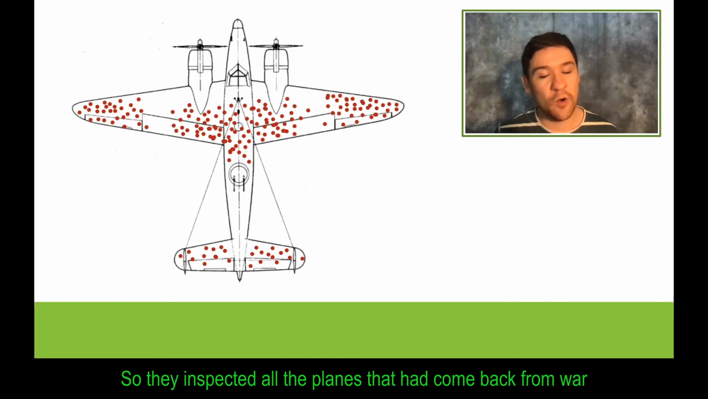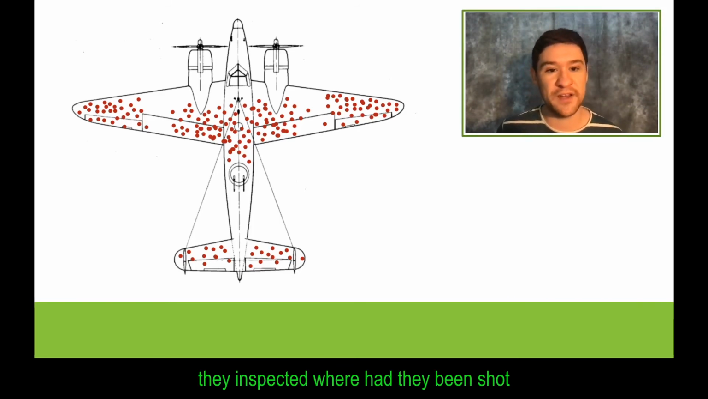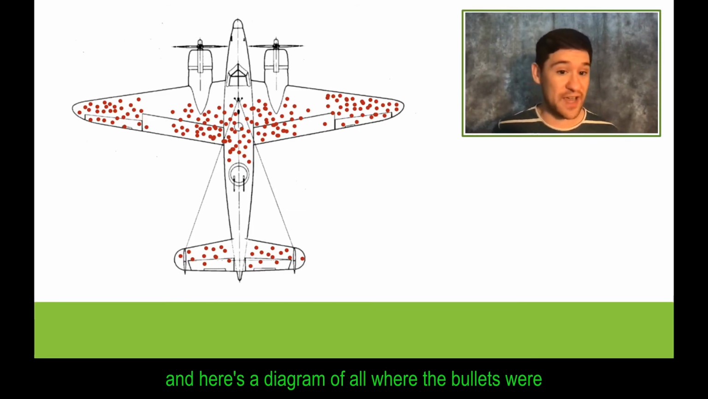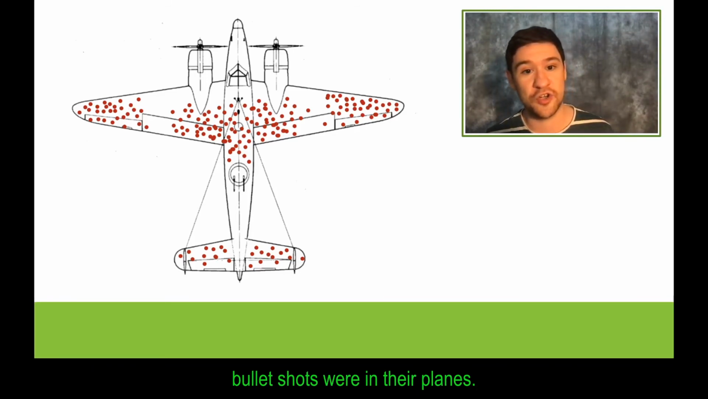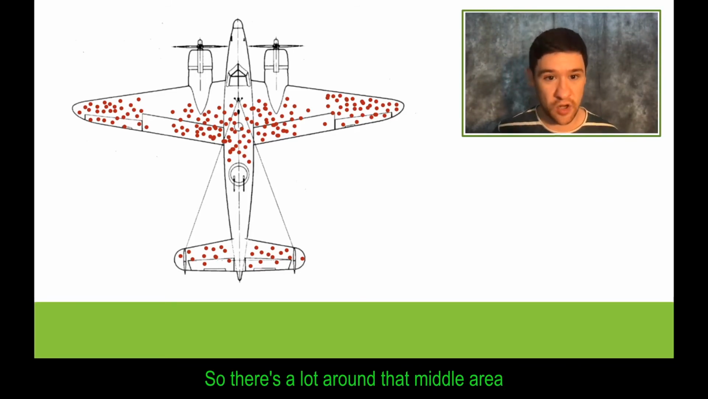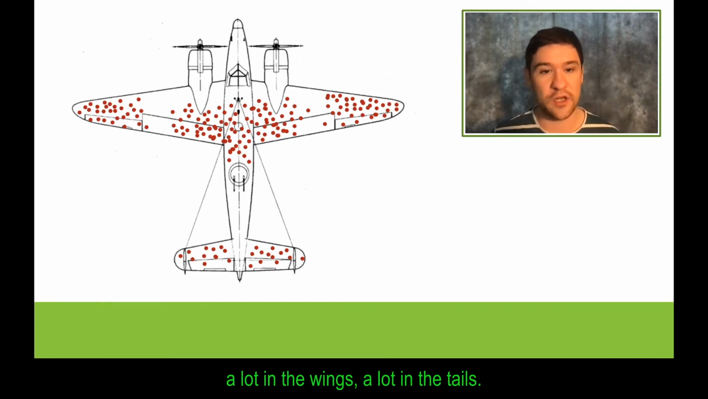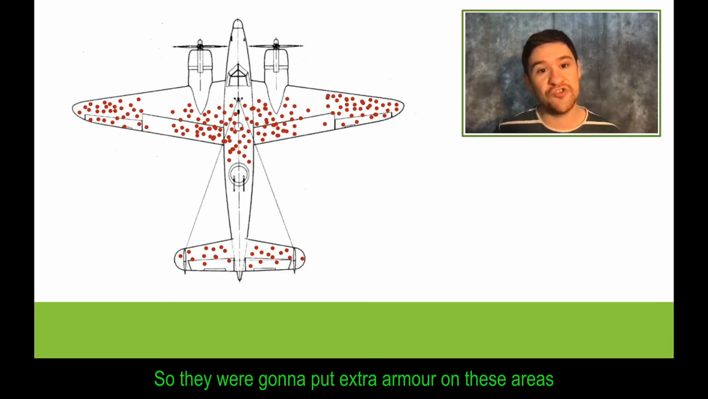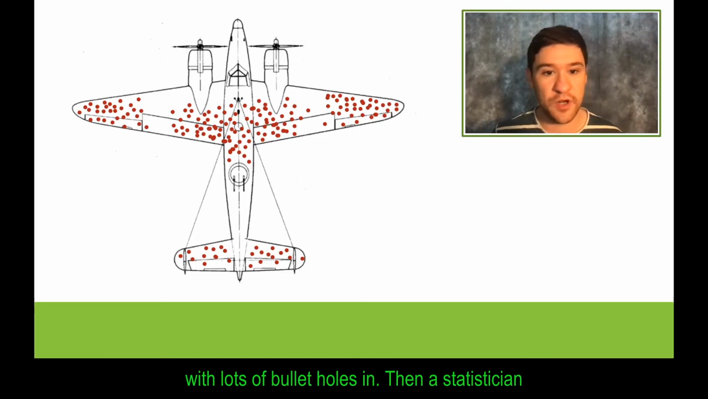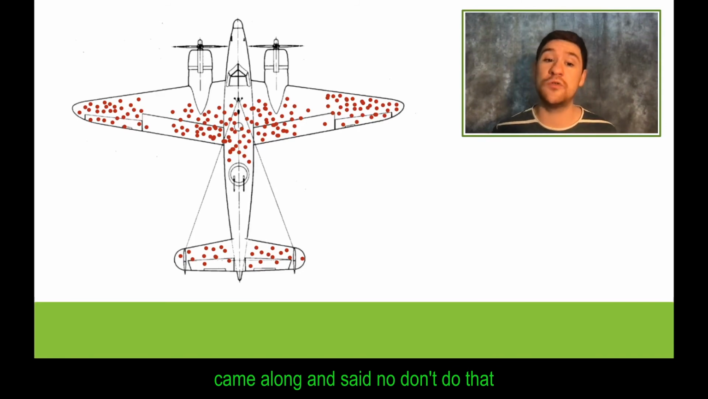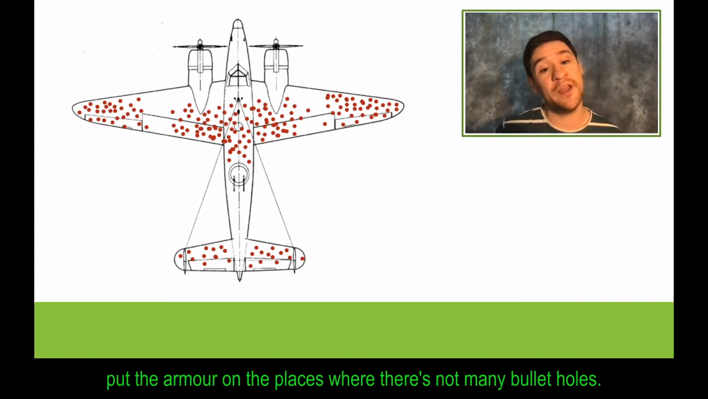So they inspected all the planes that had come back from war. They inspected where they had been shot. And here's a diagram of where the bullets were, where the shots were in their planes. There's a lot around that middle area, a lot in the wings, a lot in the tails. So they were going to put extra armour on these areas with lots of bullet holes in. Then a statistician came along and said, no, don't do that. Put the armour on the places where there's not many bullet holes.